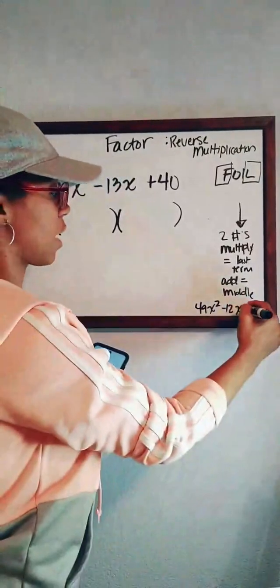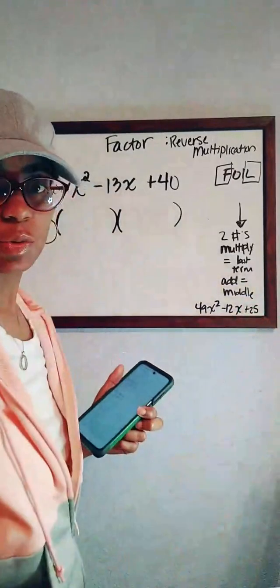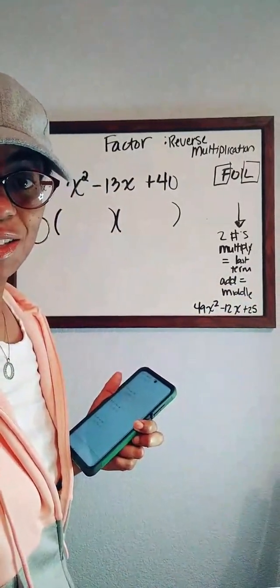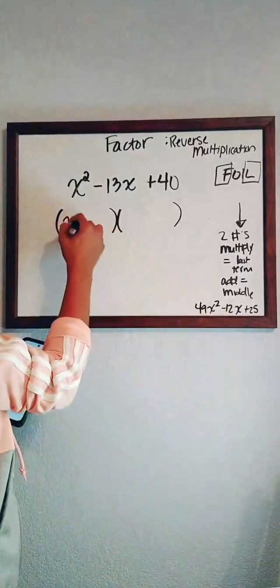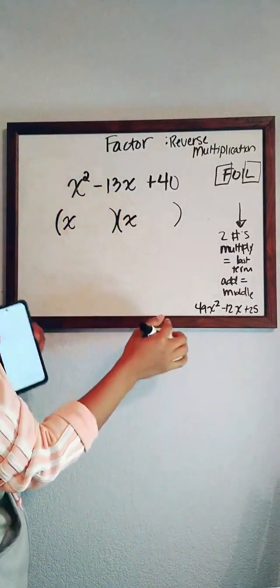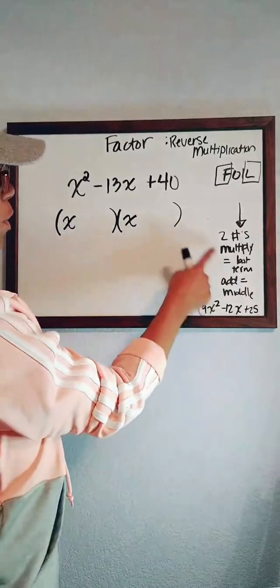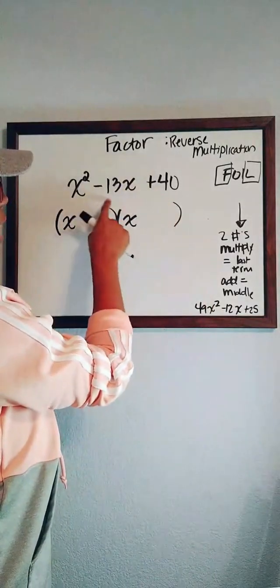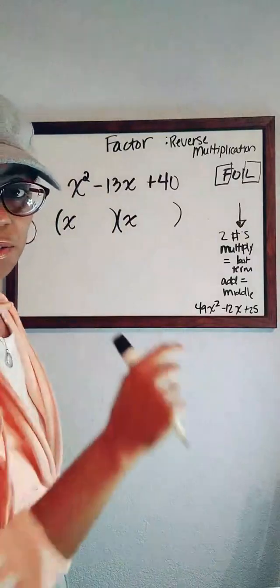Plus 25. Okay, we'll put that in. That's the Q. We'll put that. Yes, love. Very good. All right, Shaprice. So we got x times x. Now I need to determine what is going to multiply to equal 40 and add together to equal negative 13.